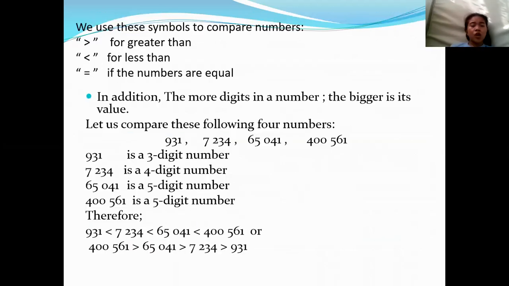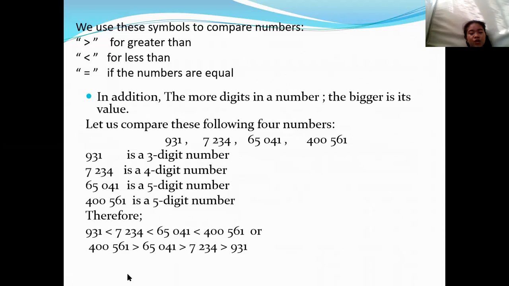Okay, we use these symbols to compare numbers. We have the symbol for greater than, the symbol for less than, and if the numbers are equal, we use this equal sign. In addition, the more digits in a number, the bigger is its value. So the more digits means the bigger the number.